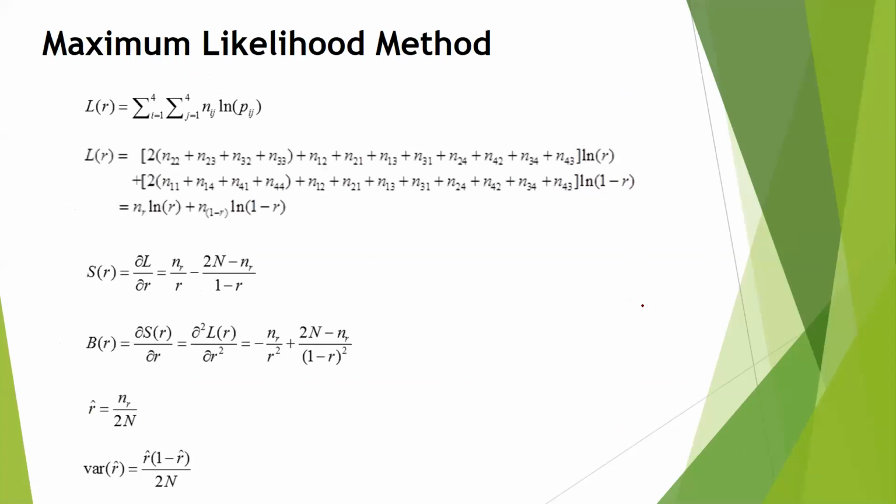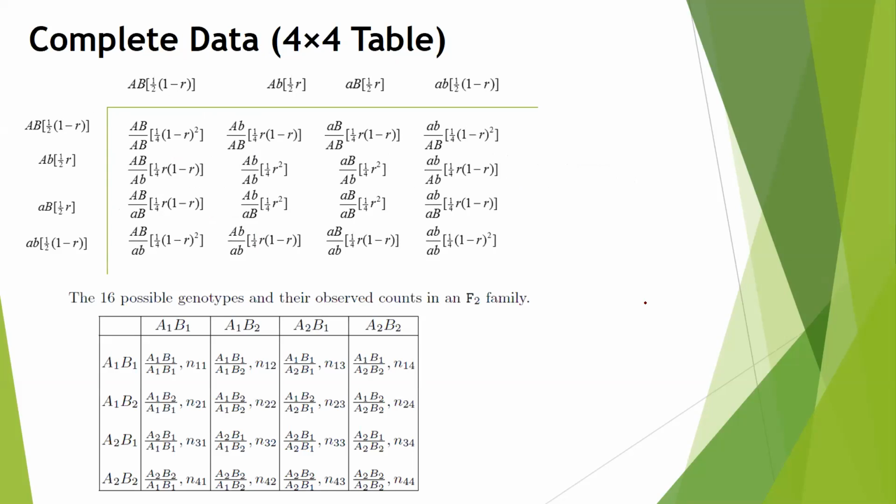Okay, so last time we talked about the maximum likelihood estimation, and we applied this method to the F2 design, right? But the problem is that the F2 design is a little bit more complicated than the backcross design. Ideally, we can see the numbers of individuals in all 16 cells in that table. Do you still remember this? But in reality, this is not true.